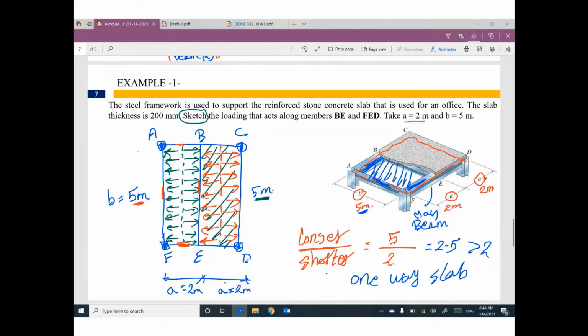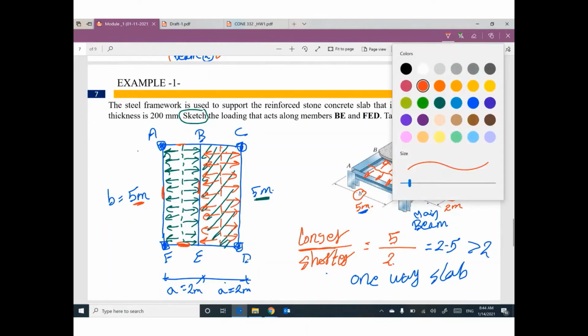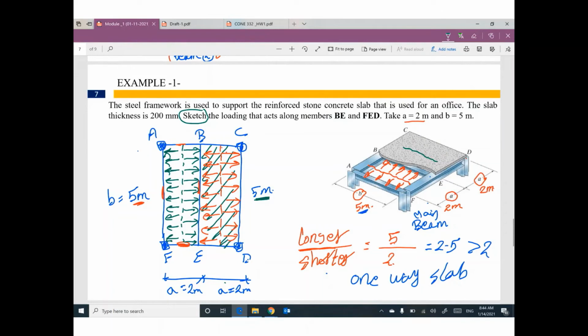If you would like to understand this from this isometric, I can say half of this slab will be supported by this beam, and the other half will be supported by this beam. Half of this slab will be supported by this beam, and the other half will be supported by this beam. Any question?